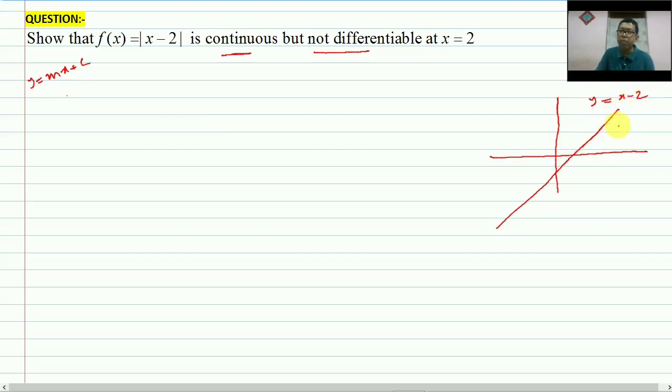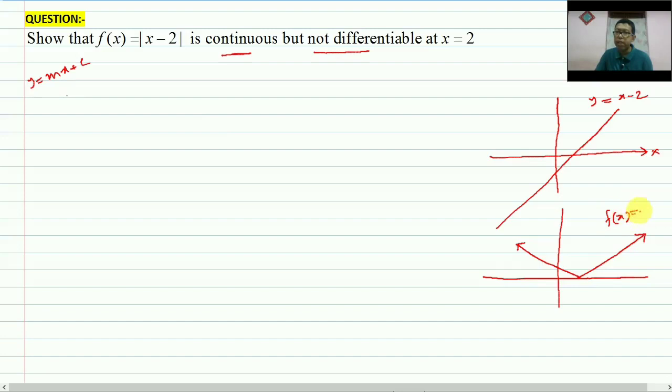But if you take the modulus of this function, then the negative part will be above the x-axis. So when you draw the modulus of x minus 2, the positive part will be as usual and the negative part will be the mirror image with respect to the x-axis. That means the negative part will be above the x-axis. So this is your graph for f of x.